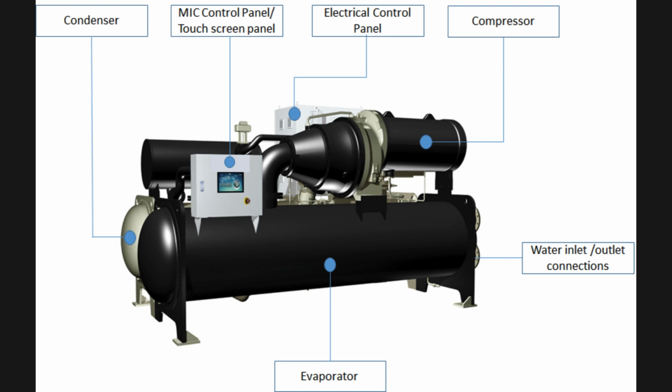Q. What is an oil separator? A. An oil separator is a device that removes impurities from refrigerant oil. The oil separator ensures that the compressor receives clean and efficient lubrication. Q. What is a filter dryer? A. A filter dryer is a device that removes impurities, moisture, and acidic contaminants from the refrigerant. The filter dryer prevents damage to the chiller's components.